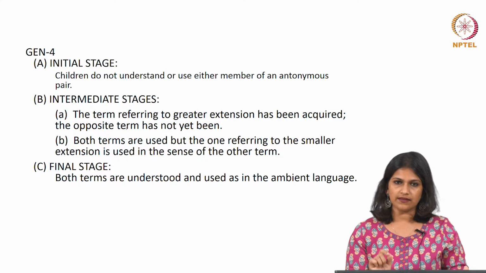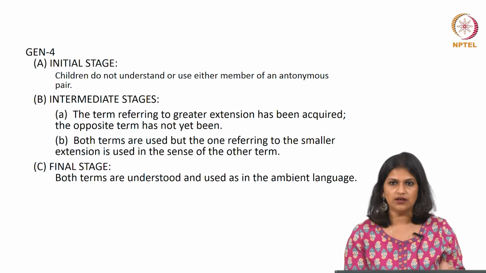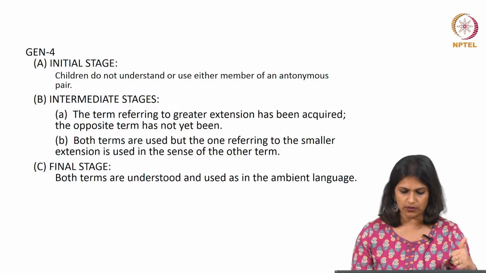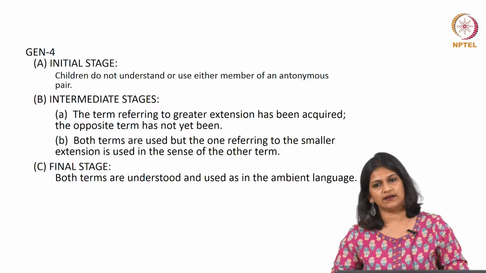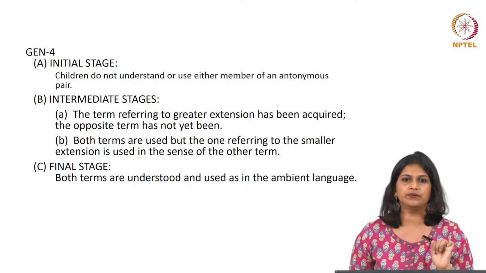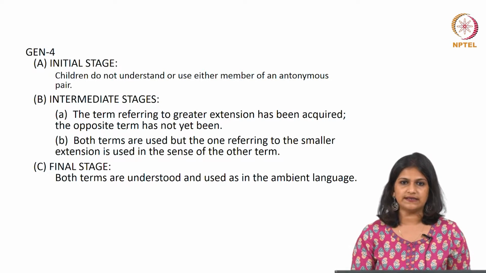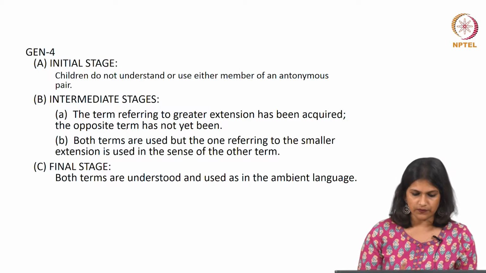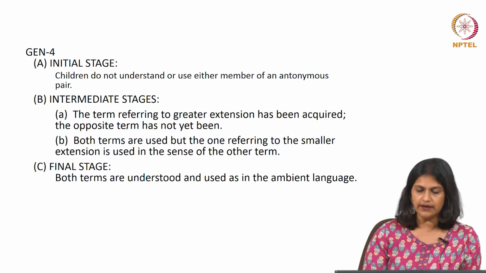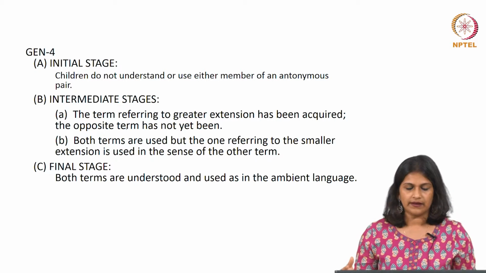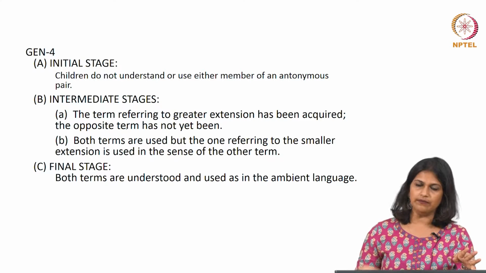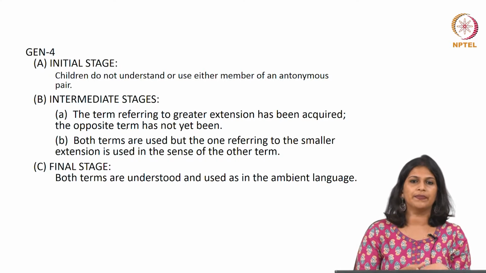In the intermediate stage, they refer to the greater extension. The word which has more wide extension is going to be acquired faster. The one which has less wide frequency or less wide extension is going to be acquired later. So, that is the intermediate stage. Look at the intermediate stage and the two points associated with it. First, if there is a term that refers to greater extension, then it has been acquired first and the opposite will come later. And when the child has acquired both, let us say first the wider extension based term has come, then the antonym has also come in due course of time.